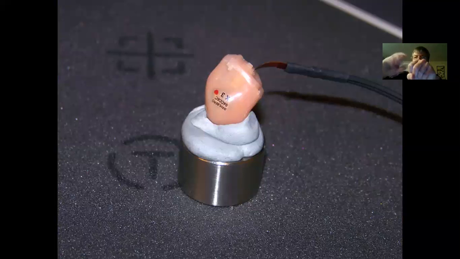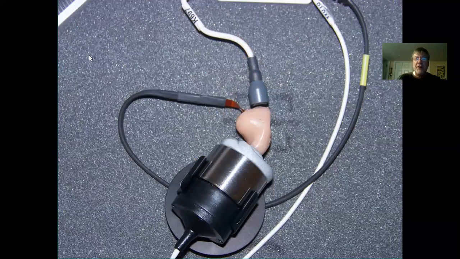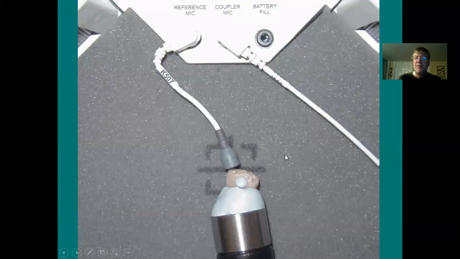And then you'd have to twist the 2cc coupler like a screw onto the measurement microphone. There it is. You screwed it on to the measurement microphone. There's your reference mic, making sure that sound from the speakers is being delivered properly to the hearing aid mic. You've got your battery inserted into the hearing aid, and go for it. Do your ANSI test.